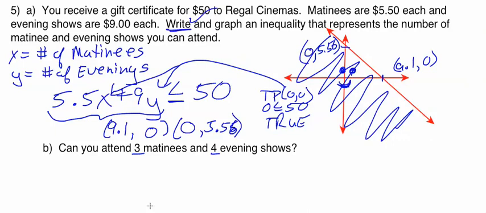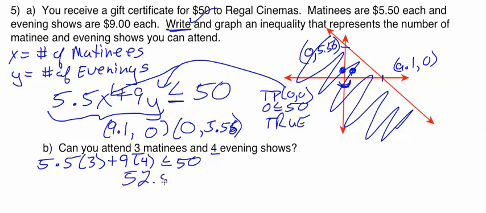Well, there's 2 ways we can approach this. One would be an algebraic way, where we substitute it into the equation. 5.5 times 3 plus 9 times 4 is less than or equal to 50, and see if we get a true statement. So that would be 5.5 times 3 plus 9 times 4 gives us 52.50, is less than or equal to 50. So that's a false statement, so no, we couldn't do it there.